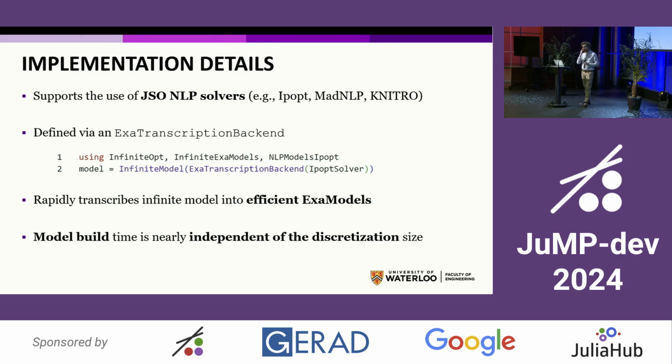And we have found that the model build time becomes essentially independent of the discretization size because we're just making this kind of generic pattern. So if I have 1,000 samples or 1,000,000 samples, it doesn't care. Obviously, the solve time is going to change, but the model build time does not. It changes minorly because the data dictionary gets a little bit bigger, but it's negligible.